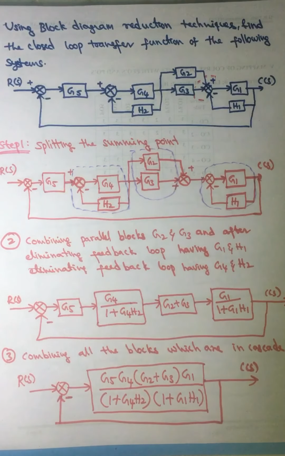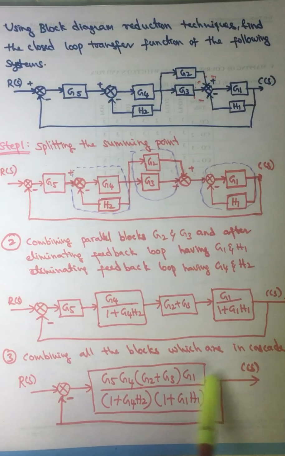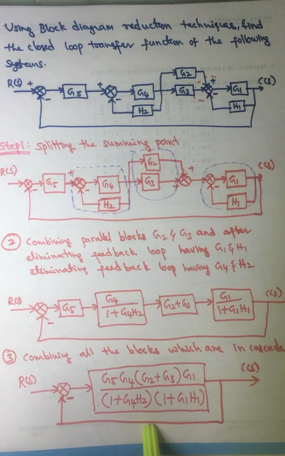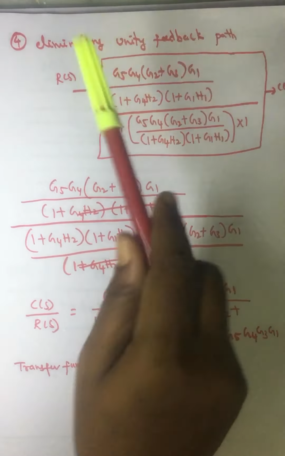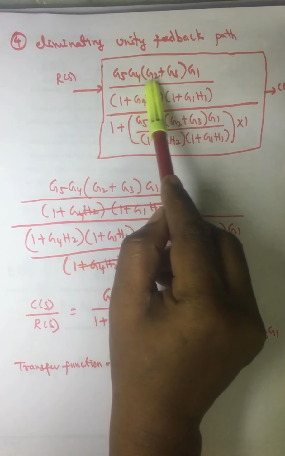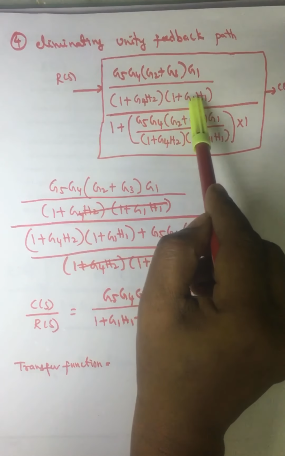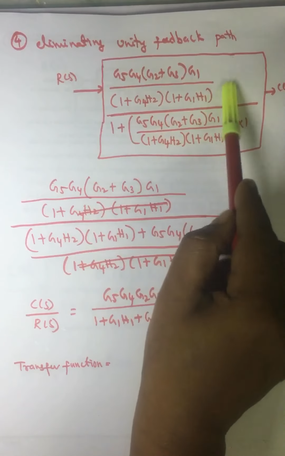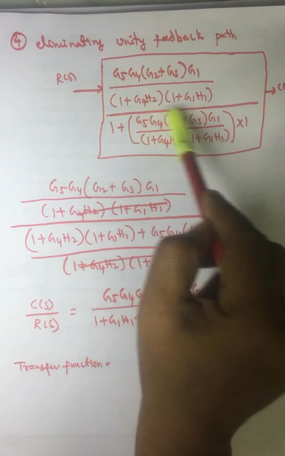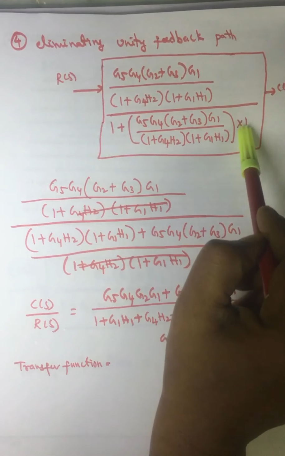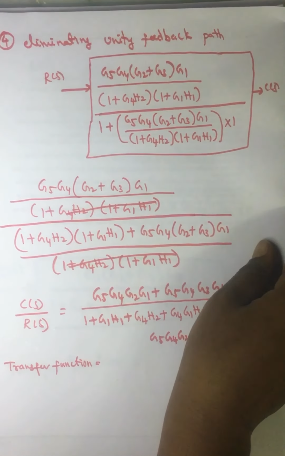Now what is our aim? Our aim is to remove the unity feedback. How do you remove unity feedback? It is the forward path gain divided by, since it is negative here, 1 plus forward path gain into the feedback gain. What is the feedback gain here? 1. So what we will get here is G5 G4 into G2 plus G3 into G1 divided by 1 plus G4 H2 into 1 plus G1 H1. This is the forward path gain divided by 1 plus the same forward path gain into the feedback gain. What is the feedback gain here? 1. So it will be into 1.